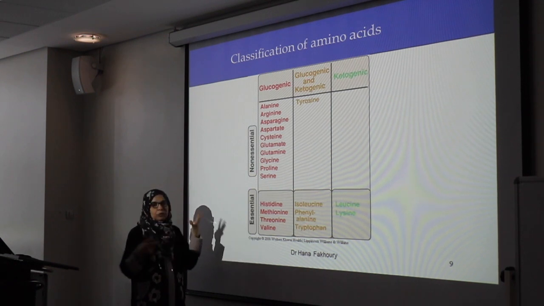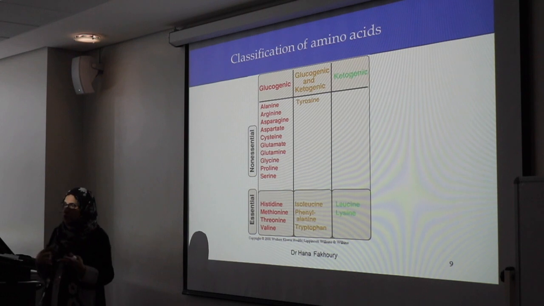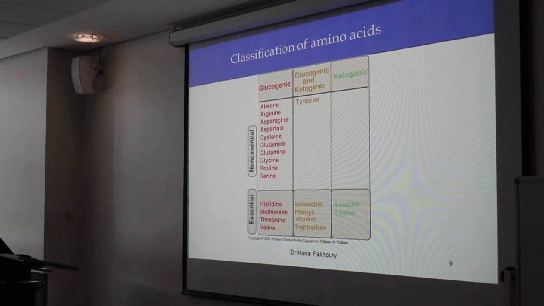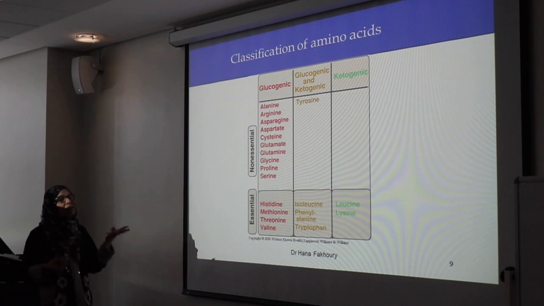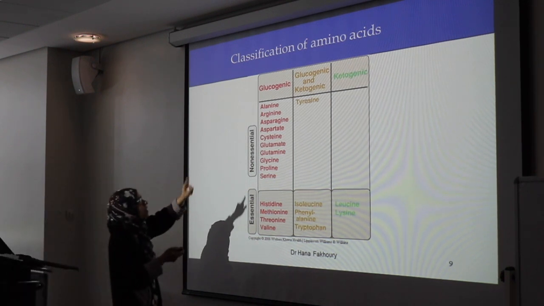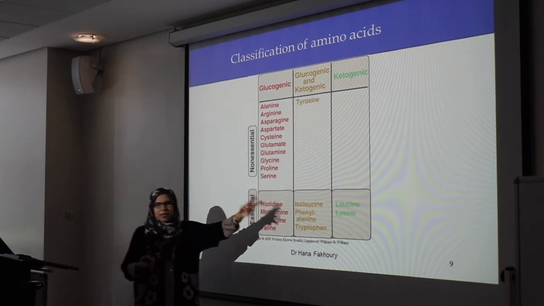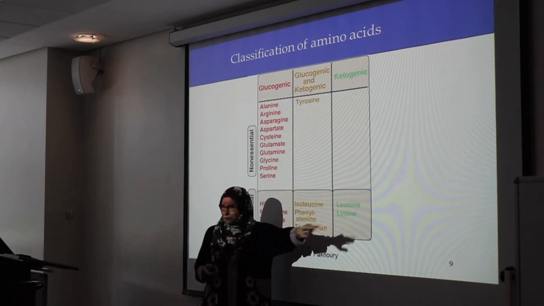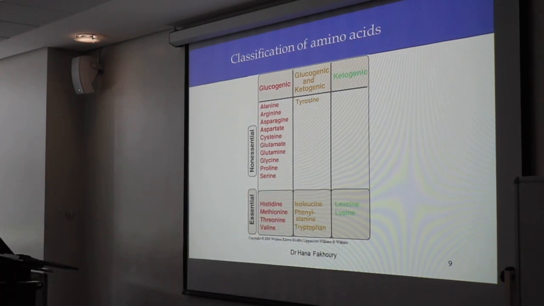What about this? If you want to find a clue to remember which amino acids are both gluco and ketogenic, what would you remember? What is common among most of them here? Yes, so tyrosine, phenylalanine, and tryptophan are the aromatic amino acids. Okay, so these aromatic amino acids are both gluco and ketogenic. Isoleucine, yes, cousin of leucine. So it is both keto and glucogenic.